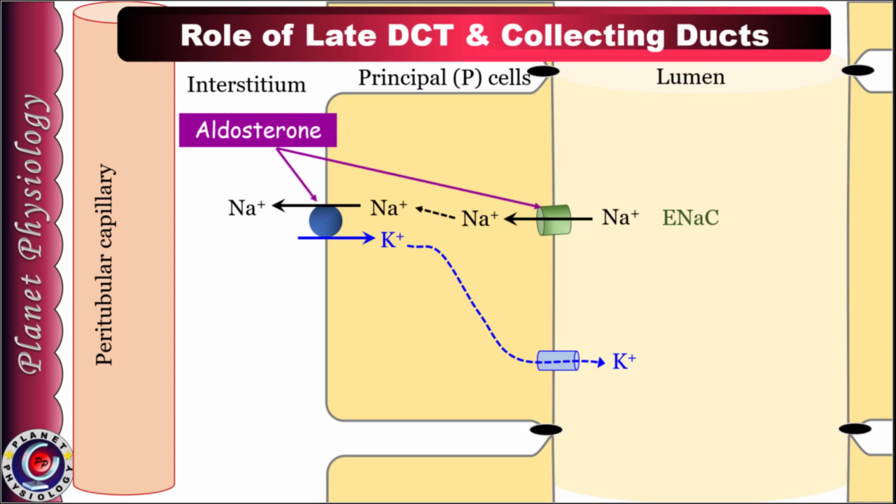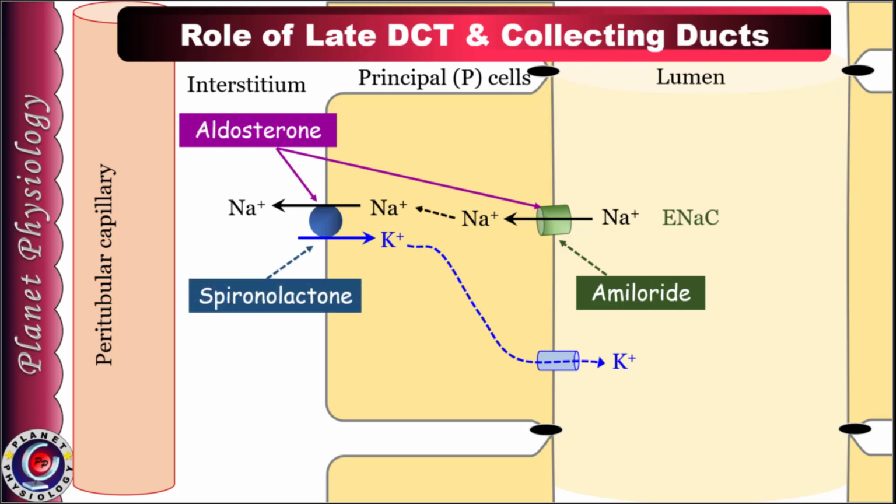Aldosterone increases the number of ENaCs in the luminal surface and also stimulates activity of sodium-potassium pumps on the basolateral side. Thus, it increases sodium reabsorption and potassium secretion. Drugs like amiloride inhibit ENaC and prevent sodium reabsorption, leading to diuresis. Spironolactone antagonizes the effect of aldosterone by inhibiting activity of the sodium-potassium pump. As these drugs decrease sodium reabsorption and hence decrease potassium secretion, they are also called potassium-sparing diuretics.